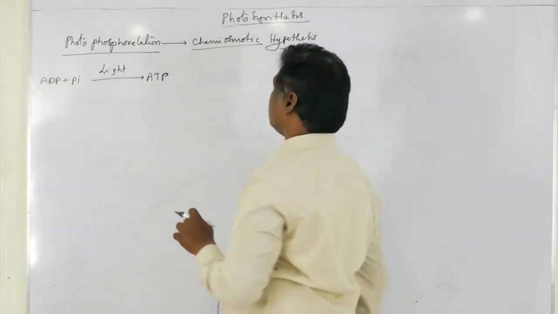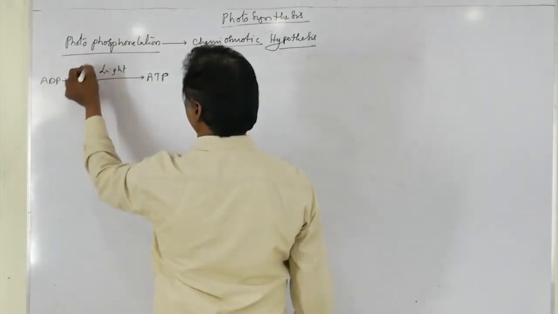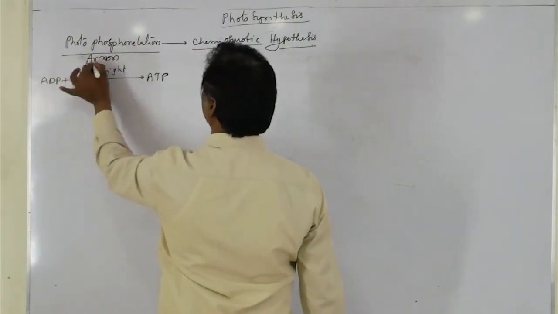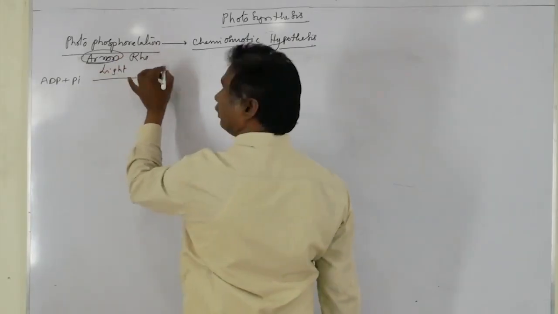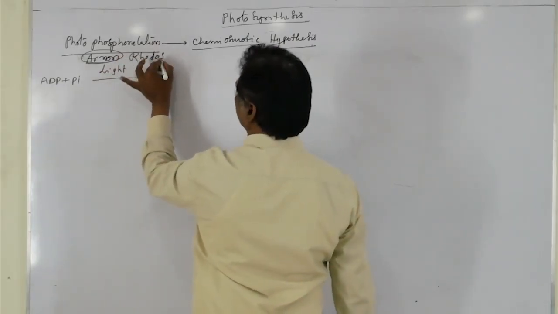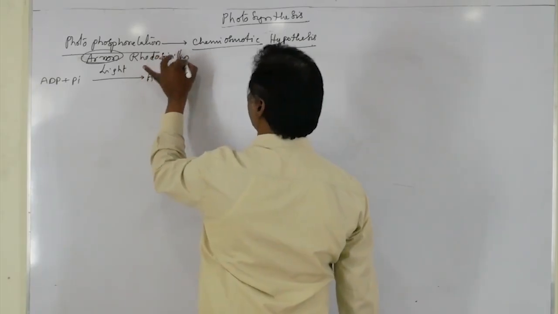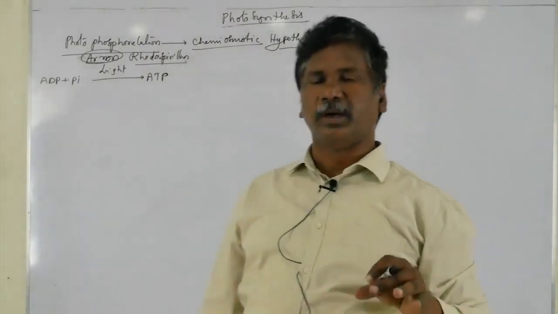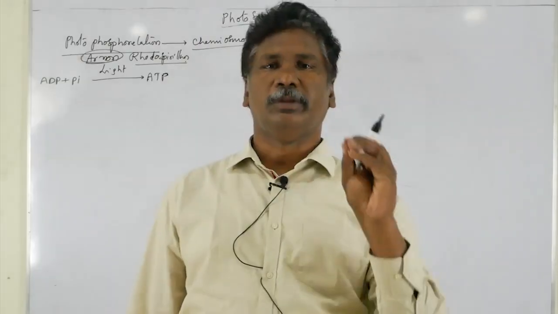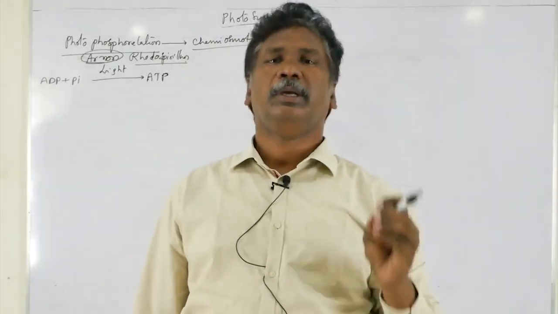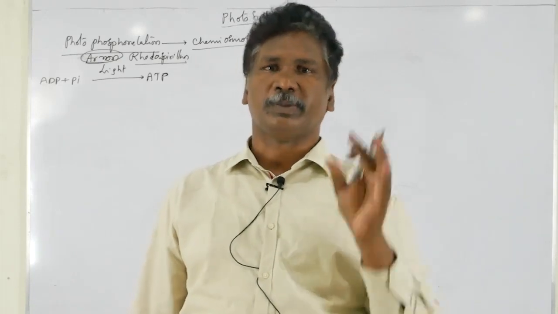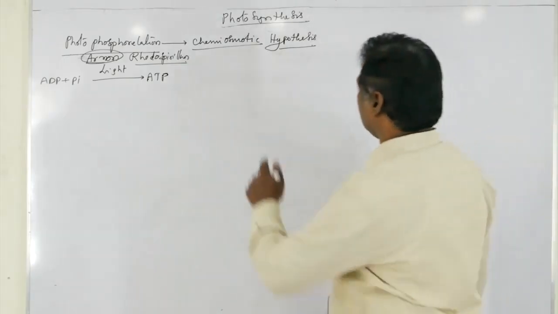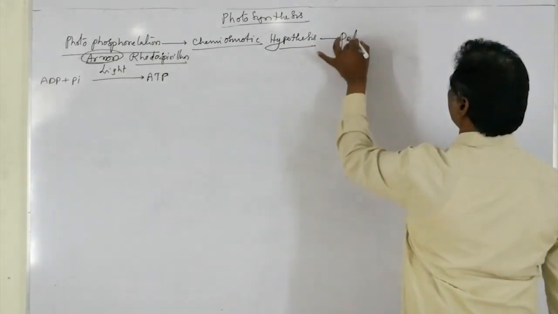How does photophosphorylation take place? It was first discovered by Arnon in one of the bacteria, Rhodospirillum. How is photophosphorylation carried out? It was explained by a special theory called the chemiosmotic theory, which was proposed by Peter Mitchell.